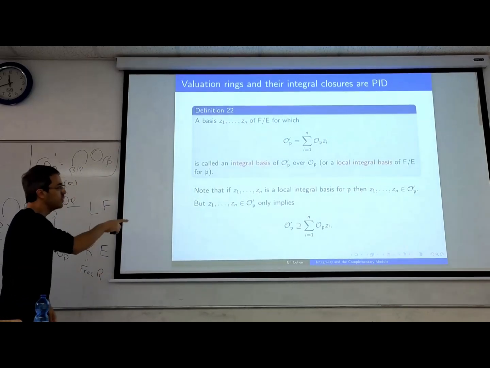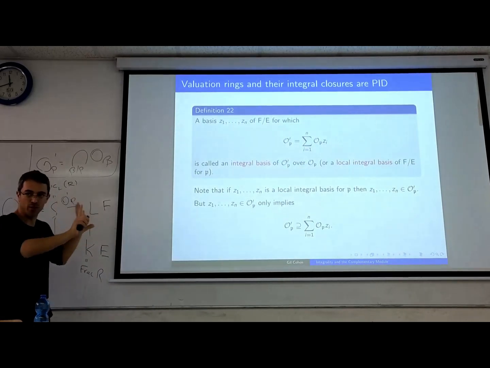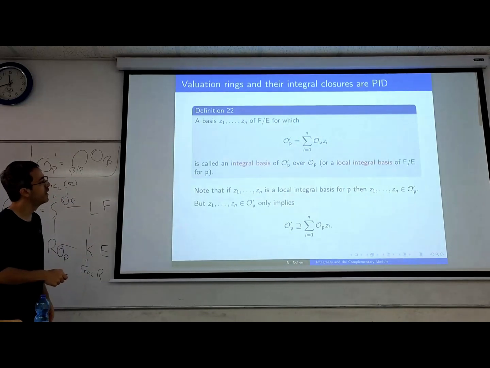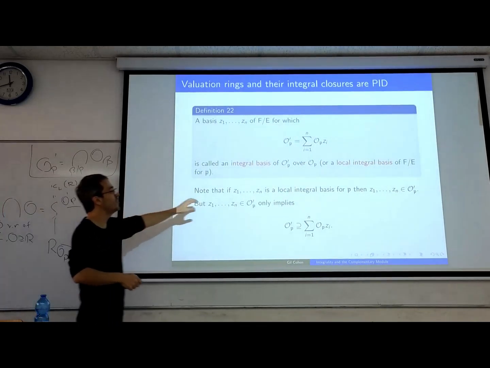Yeah. So good. So let's do that. So let's assume there is an equality. I mean, no, inclusion is true in general. But let's assume that there is an equality. No, sorry. If I assume there is an equality, I'm kind of done, right? So let's assume that the z_i's.